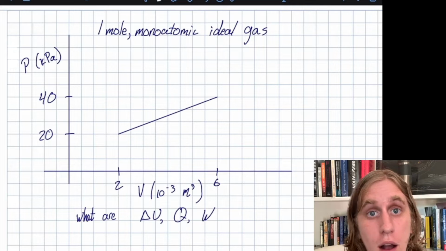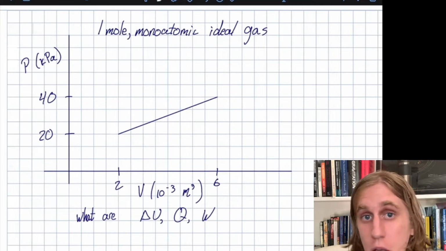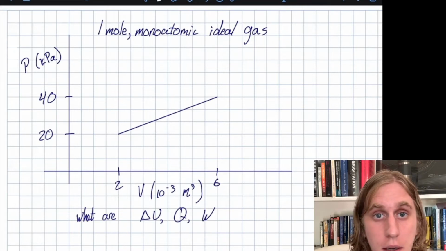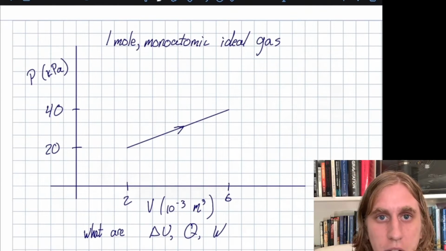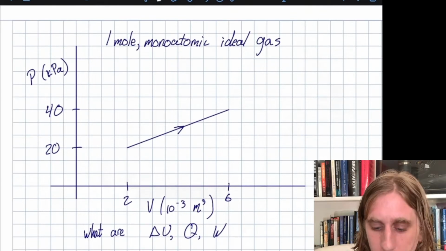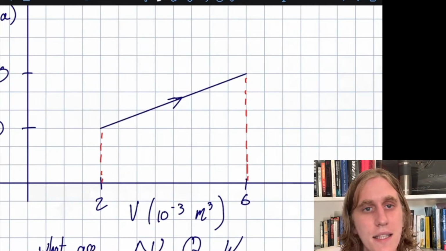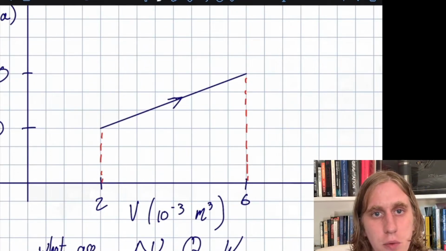We want to know the change in internal energy, the heat, and the work. With pressure volume diagrams, work is always the easiest. We can just find it by looking at the area under the line. In this case, that's everything between these two red dotted lines and below the purple line.